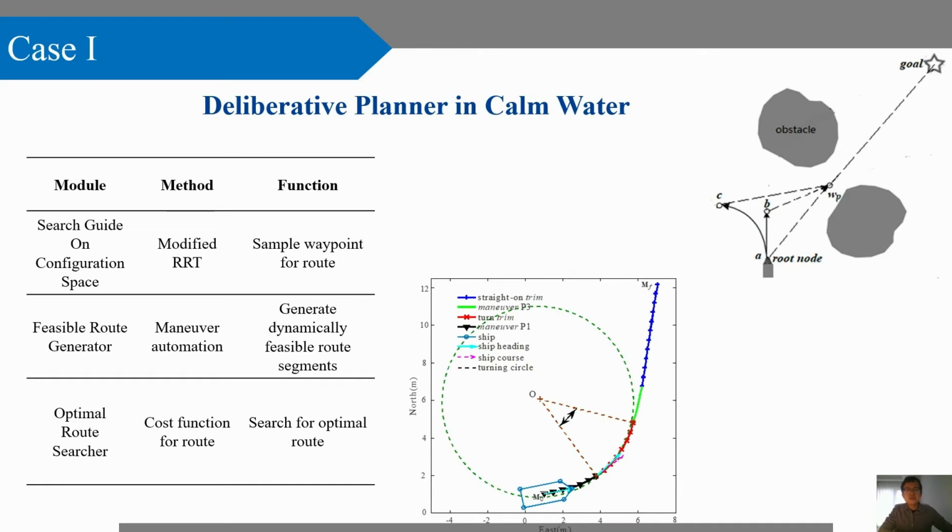This table shows the basic modules of our algorithm. We employ a modified rapidly exploring random tree, the well-known RRT algorithm, to get sample waypoints, as the upper picture shows here. And the maneuver automation algorithm is used to generate dynamically feasible route segments, as the lower picture illustrates. Finally, a cost function is set up to search for the optimal route.